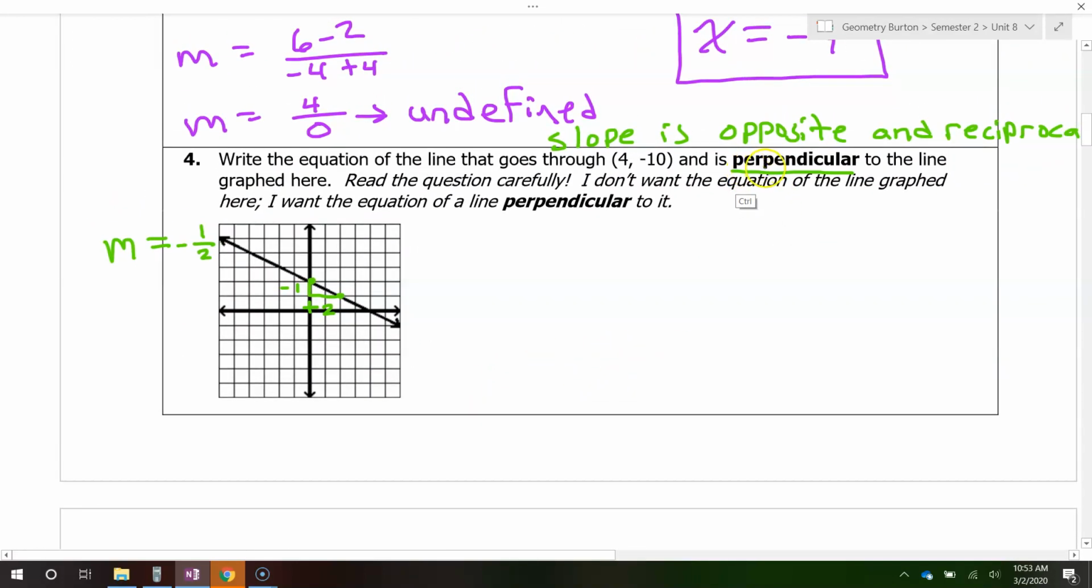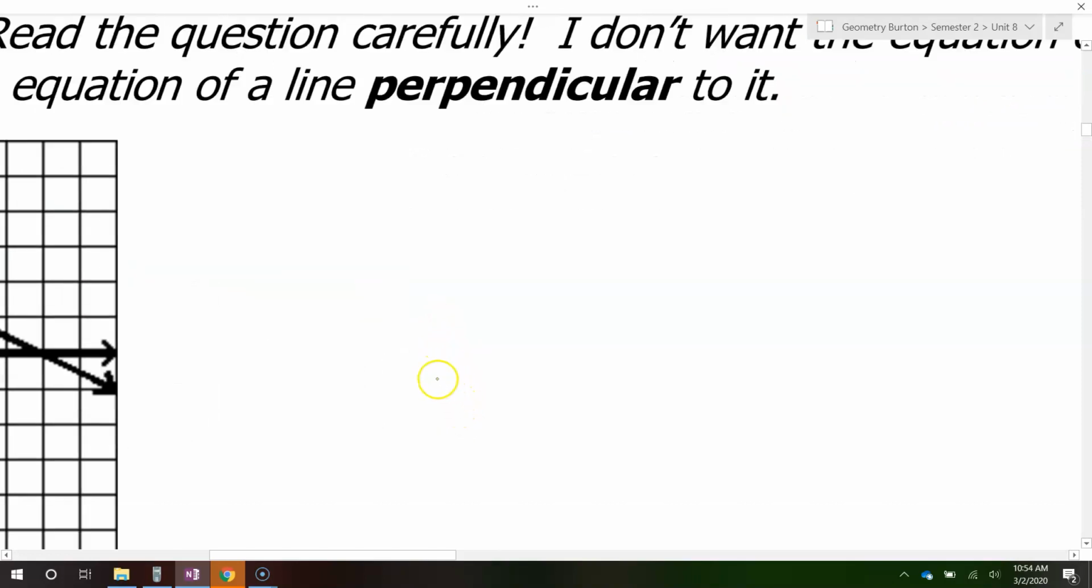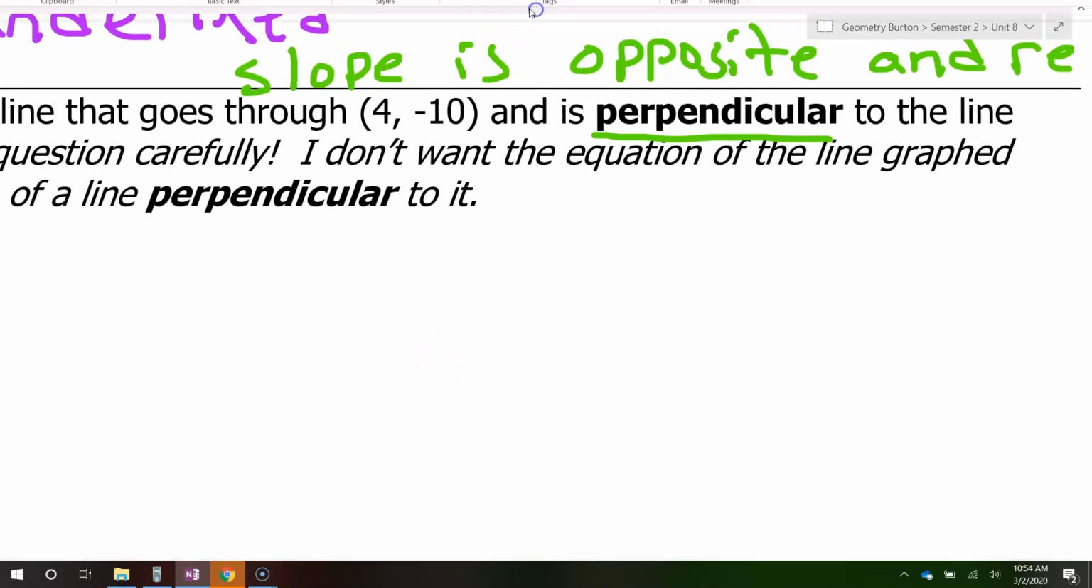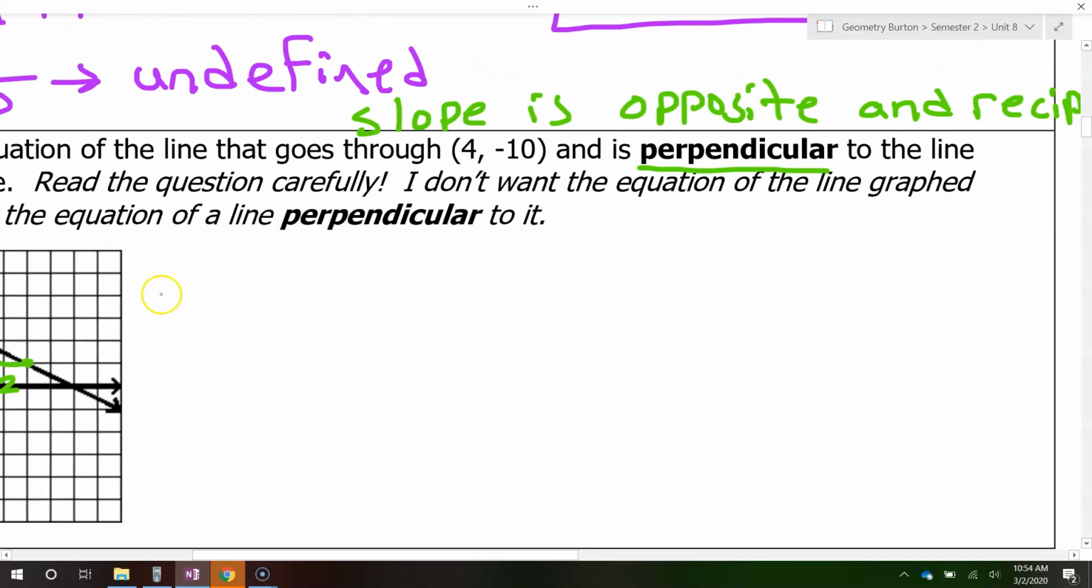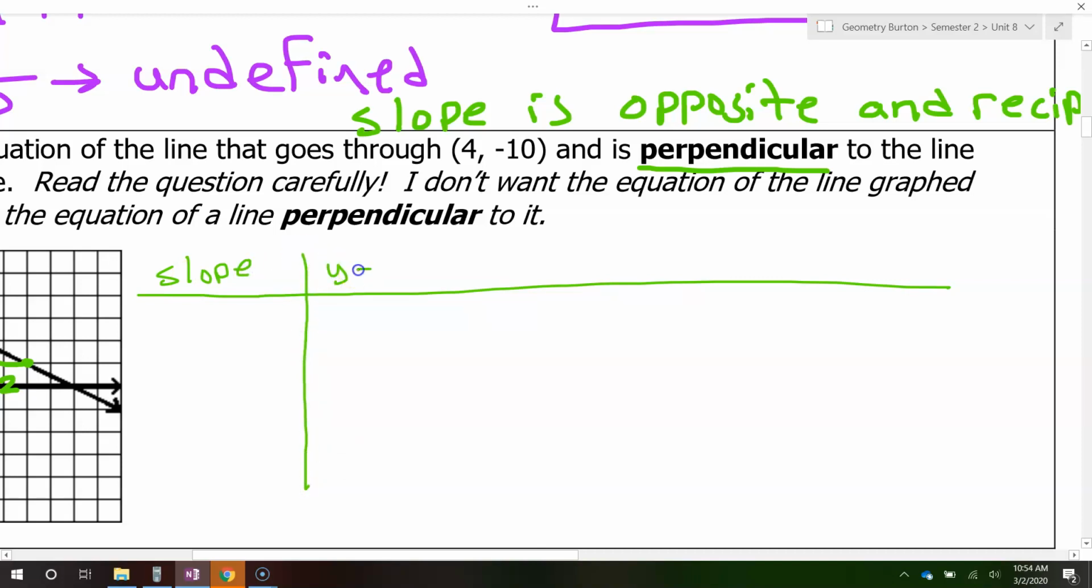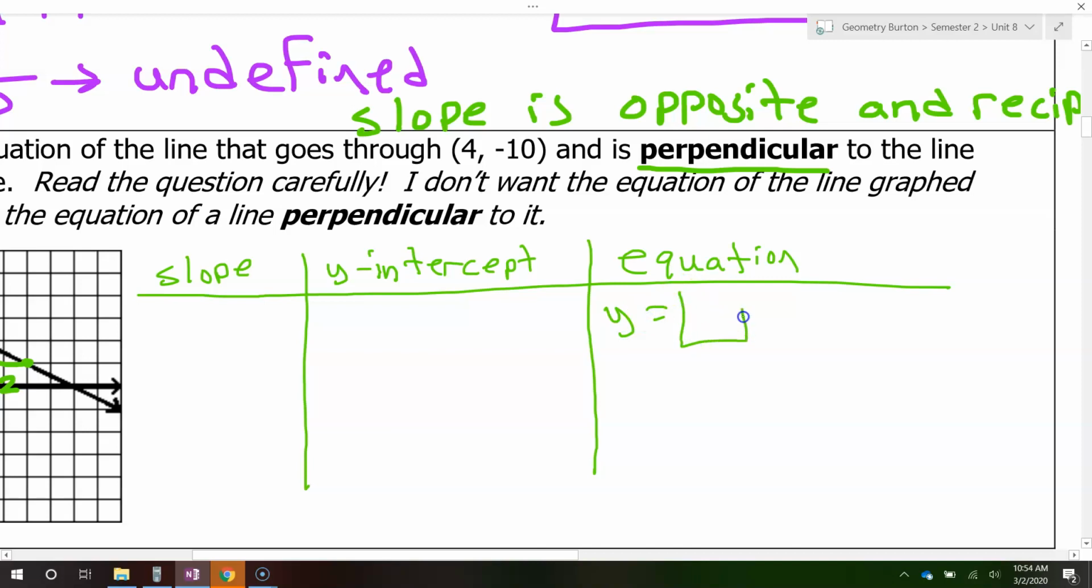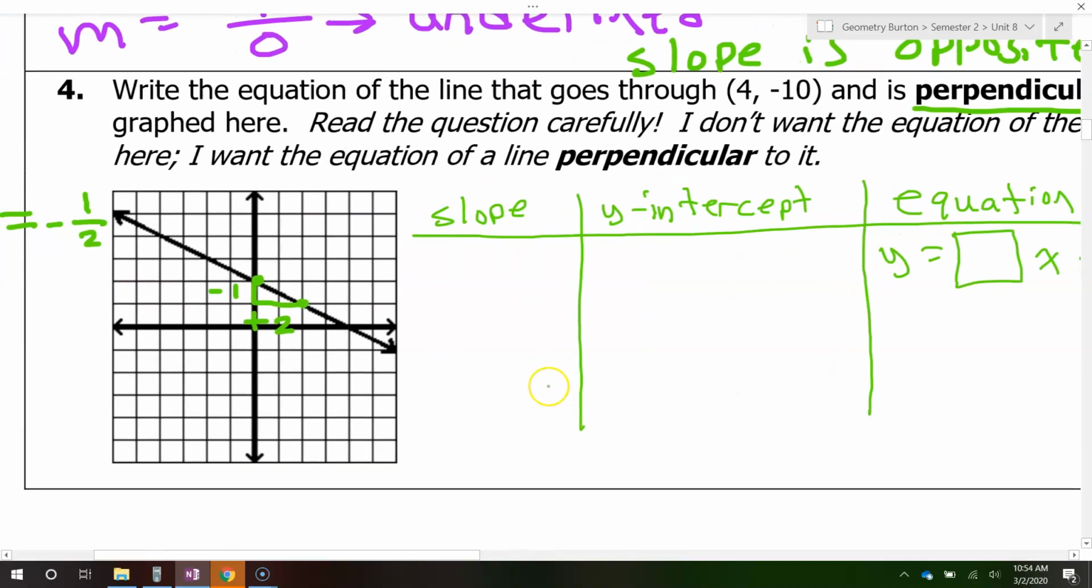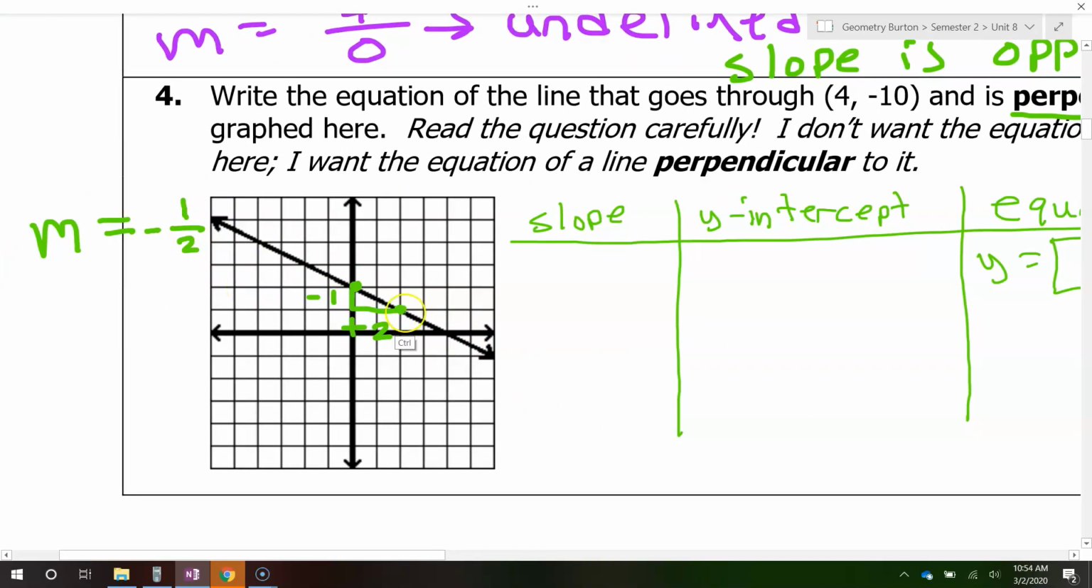But the slope of a perpendicular line will be opposite and reciprocal. So when we do our work, okay, all right, I'm going to zoom in a little bit. So now I'm going to do the same thing we did a couple problems ago. All right, I need the slope and I need the y-intercept so that I can write the equation. Okay, and the equation will always be y equals something x plus something. All right, because that's how the equation of a line works. So let's start with the slope. The slope of this line is -1/2.